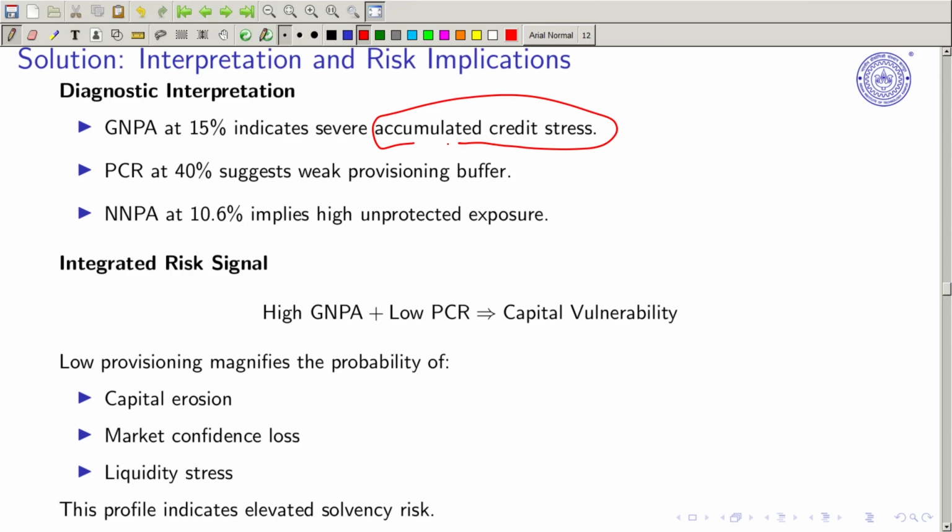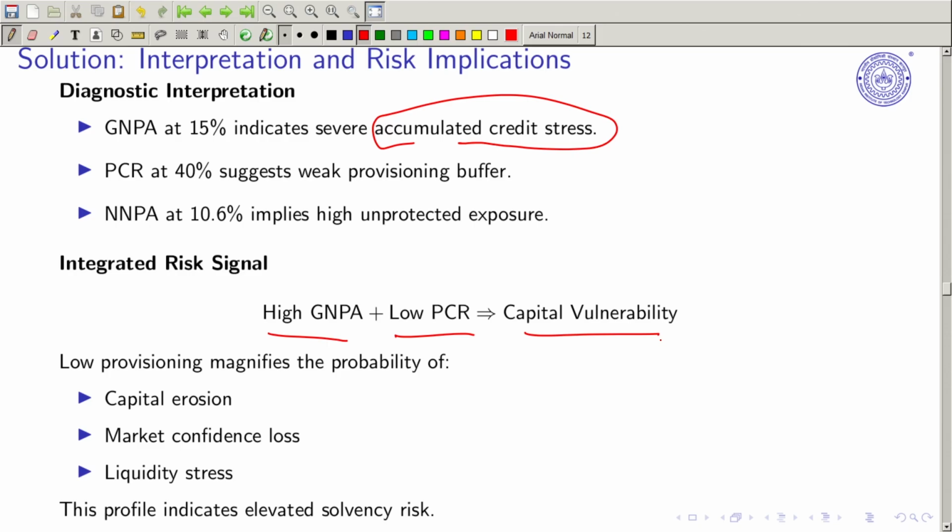NNPA at 10.6% implies high unprotected exposure. So the integrated risk signal is this: high GNPA, low PCR, and capital vulnerability. So this is what it implies. Low provisioning magnifies the probability of capital erosion, market confidence loss, and liquidity stress.